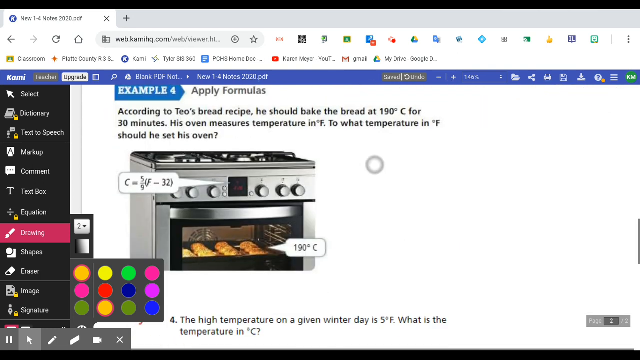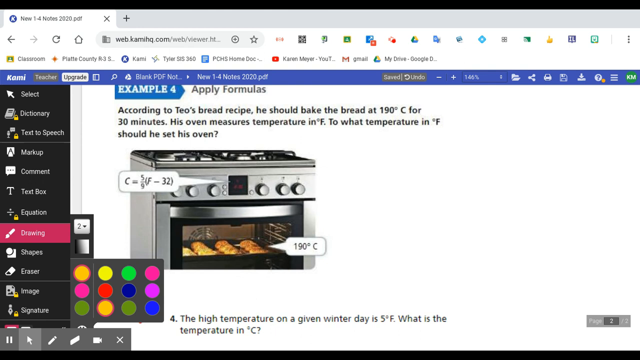Okay, moving on to the next example. On this one, we're going to be baking some bread. And it says that in order to bake the bread, we need 190 degrees Celsius for 30 minutes. But the problem is the oven only measures temperature in Fahrenheit. So we have to figure out what we are going to do about that. So we have the formula given to the side over here. I want to take that formula next to the star and I want to solve it for F.